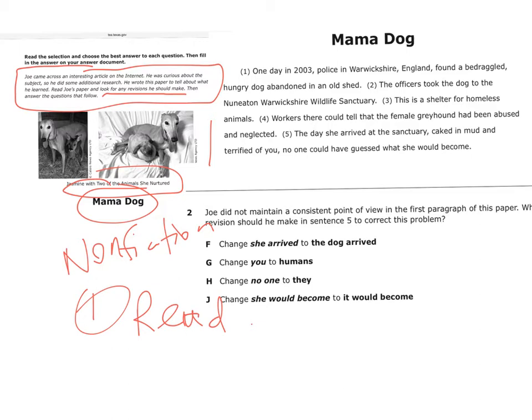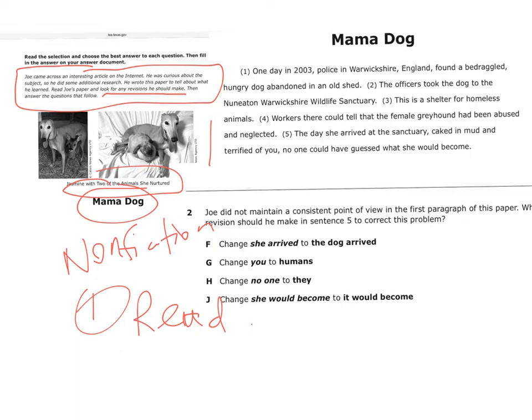The passage begins, Mama Dog. One day in 2003, police in Warwickshire, England found a bedraggled, hungry dog abandoned in an old shed. The officers took the dog to the Nuneaton Warwickshire Wildlife Sanctuary. This is a shelter for homeless animals. Workers there could tell that the female greyhound had been abused and neglected. The day she arrived at the sanctuary, caked in mud and terrified of you, no one could have guessed what she would become.